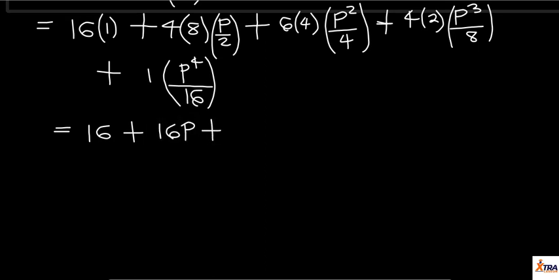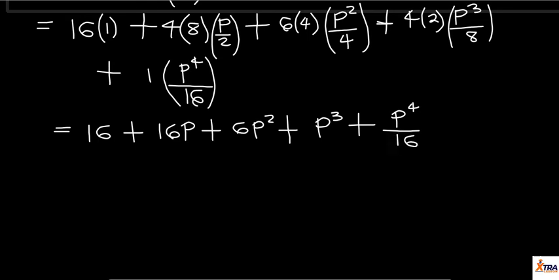Plus, I know my 4 here can cancel my 4 here. I have 6 times p square, I have 6p square. Plus, the next one here, I'll be having 8, cancel 8, I'll be left with what? p cube plus p raised to the power 4 over 16.